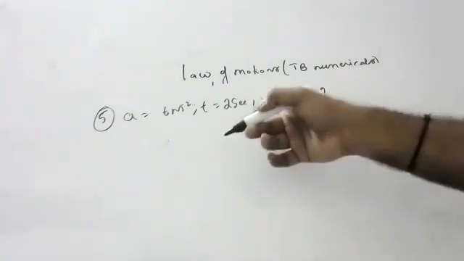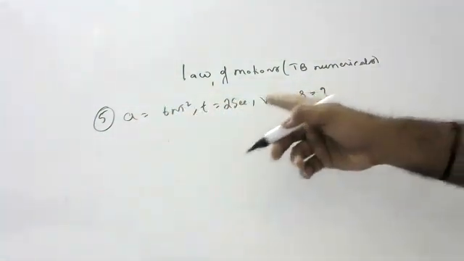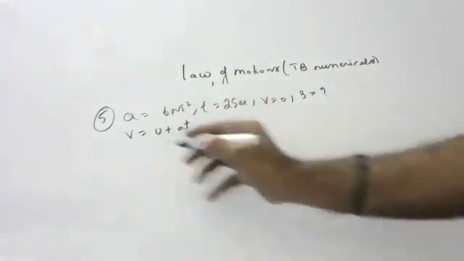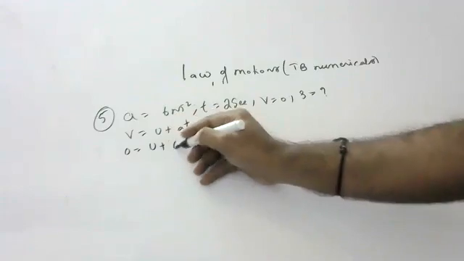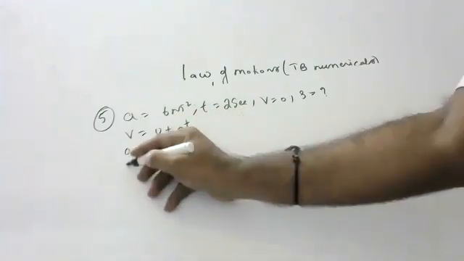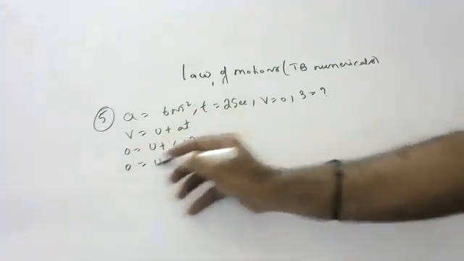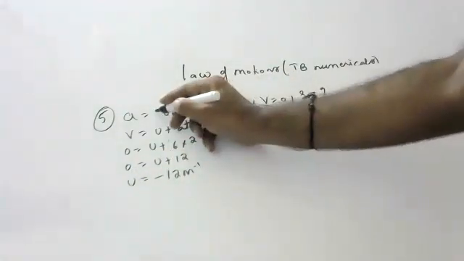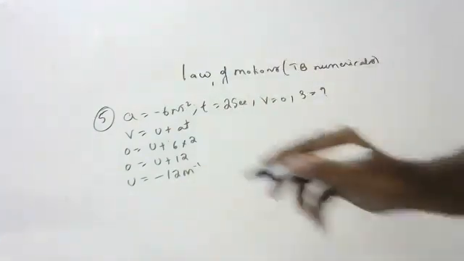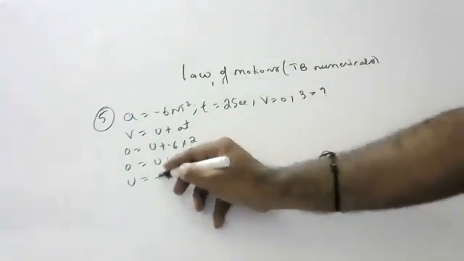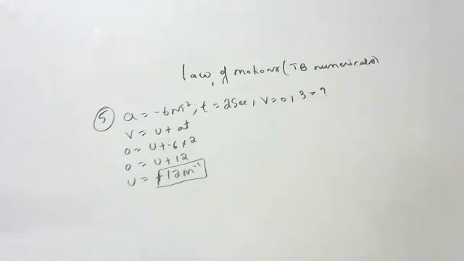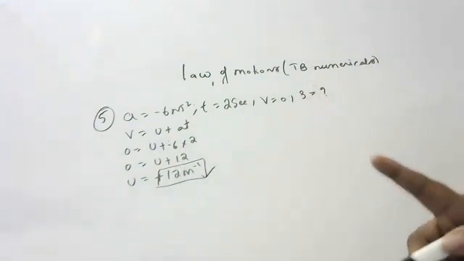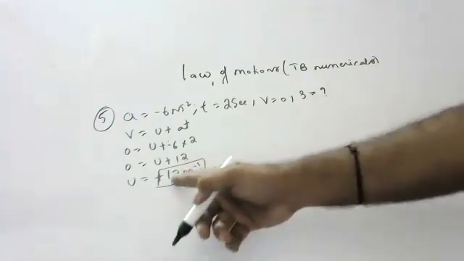Okay, children, let's find it. First, v is equal to u plus at. 0 is equal to u plus 6 into 2. 0 is equal to u plus 12. u is equal to minus 12 meter per second. Actually, children, this is retardation, so put minus here, then u is equal to 12. So when he applied the brakes, the car was at 12 meter per second.